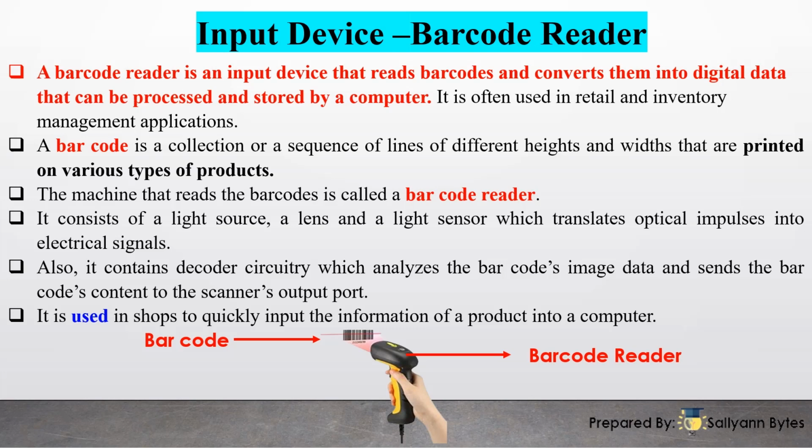A barcode is a collection or a sequence of lines of different heights and widths that are printed on various types of products. The machine that reads the barcodes is called a barcode reader. It consists of a light source, a lens, and a light sensor which translates optical impulses into electrical signals. Also, it contains decoder circuitry which analyzes the barcode's image data and sends the barcode's content to the scanner's output port.